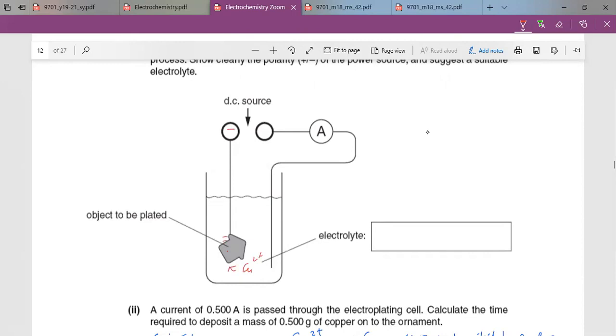So it's all electrons here. This is your positive. This is your copper also here, so it dissolves into here as copper 2+. Of course, this is copper sulfate.